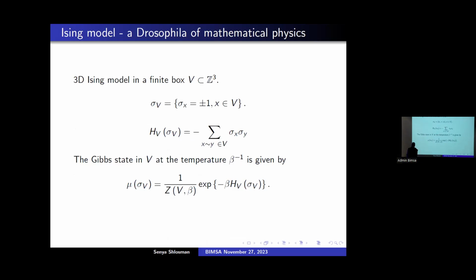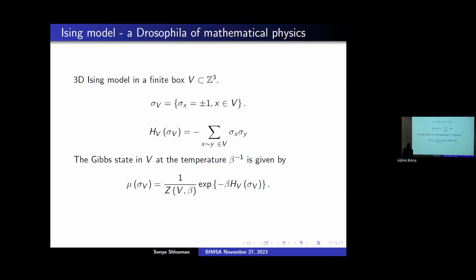What I will be interested in most is the 3-dimensional Ising model. But in the definition that you see here, the dimension doesn't matter. So we take a lattice. Here it is a 3-dimensional lattice. At every vertex of the lattice, in a finite volume V, we put a plus or minus 1 spin. Those variables are called spins.